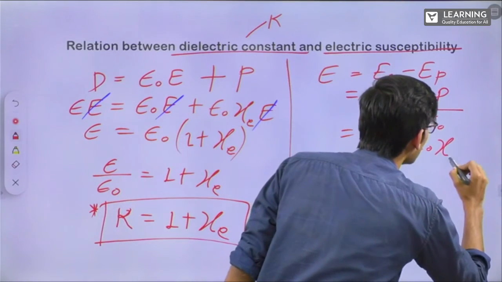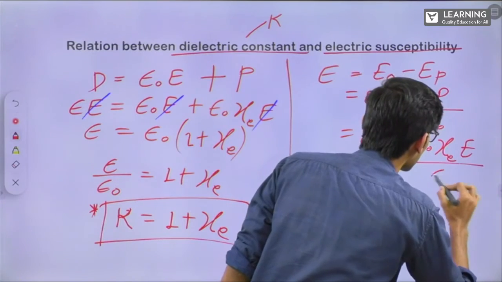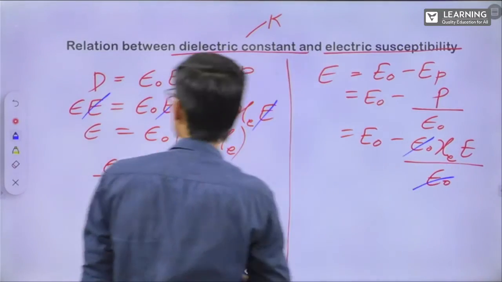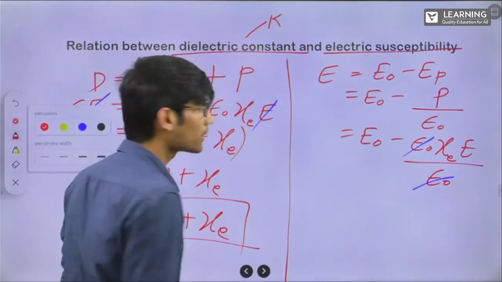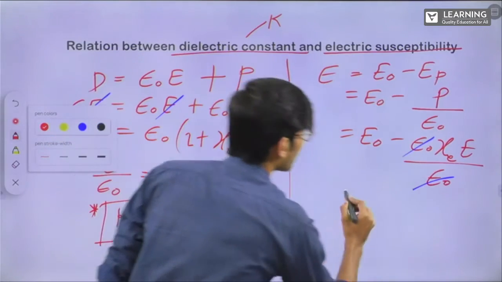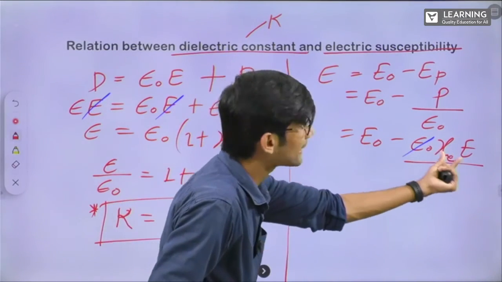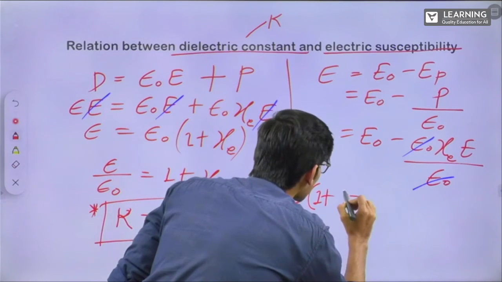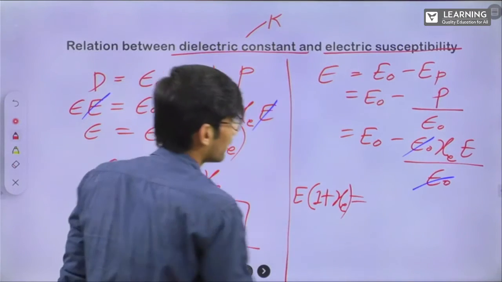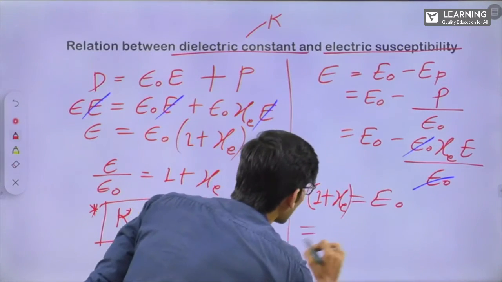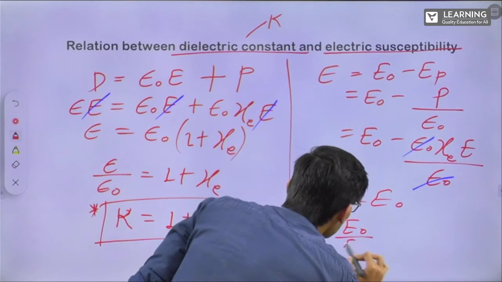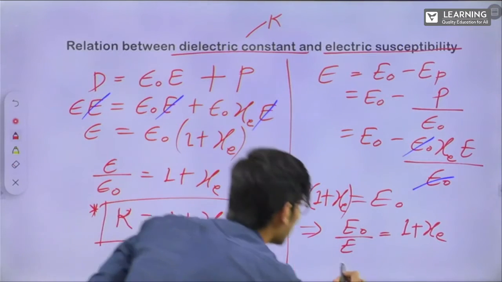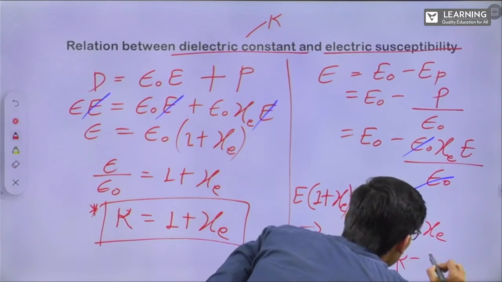P is epsilon naught chi E into E, divided by epsilon naught. Correct? From here, this and this will be cancelled. From here, this chi E into E will come to the other side. So E common, 1 plus chi is equal to E naught by E. From here, E naught by E is equal to 1 plus chi. And what is this? K. K is equal to 1 plus chi.